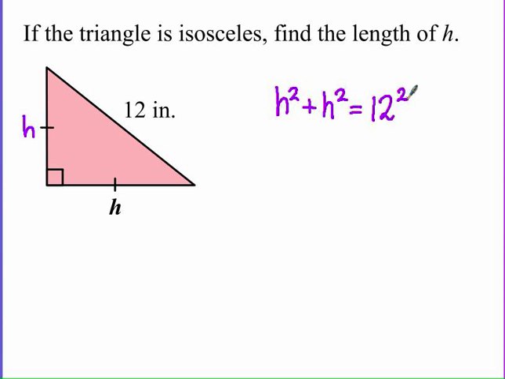Or let's think about what we had to do. If I knew this, I took this times what to get the hypotenuse? I took it times root 2. So if I want to go backwards, what am I going to do? Okay, let's think about that. I take it times root 2 to get here. What undoes timesing? Dividing. So in order to go backwards, I'm going to take 12 and divide it by root 2.